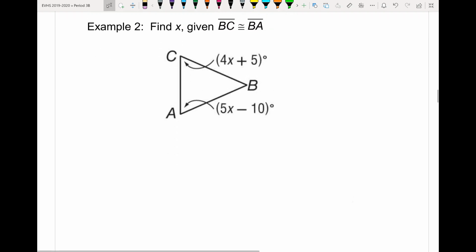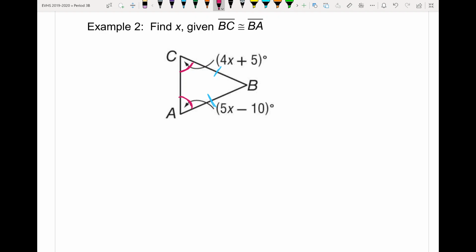All right. Given that segment BC is congruent to BA, find x. Well, if BC is congruent to BA, what does that tell me? Okay, I'm getting various responses here. There's a couple layers to this. The top layer is that my angles are congruent based on the isosceles triangle theorem.